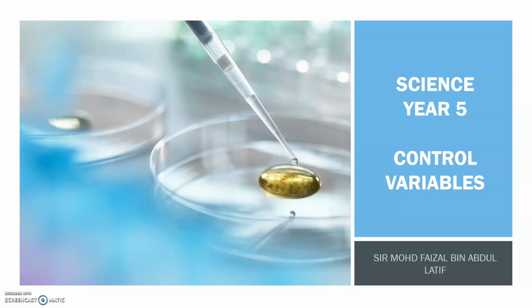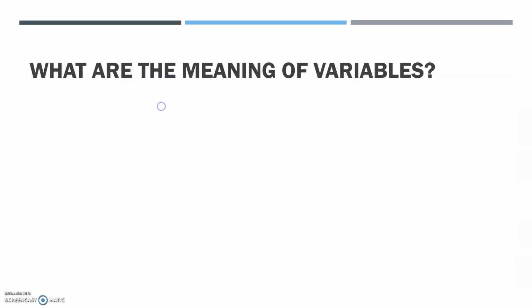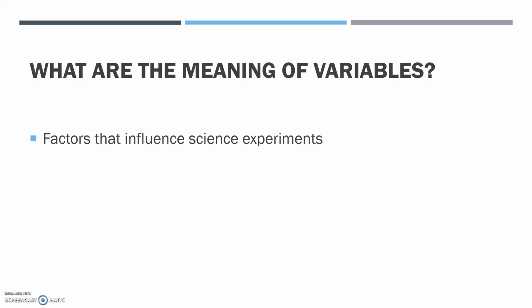Okay. So we look for the meaning of variables. What is the meaning of variables? Factors that influence a science experiment. Maksudnya faktor-faktor yang mempengaruhi uji kaji sains. Apa saja faktor yang boleh mempengaruhi uji kaji sains itu dikira sebagai pemboleh ubah, variables. Variables tu pemboleh ubah. Alright.